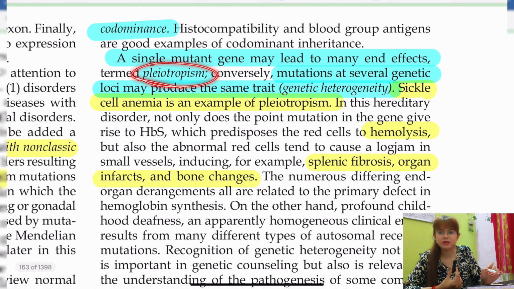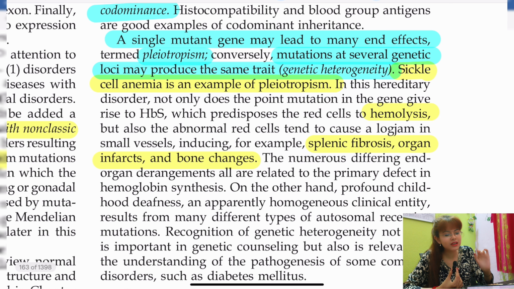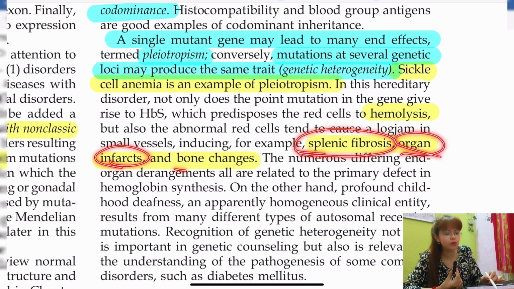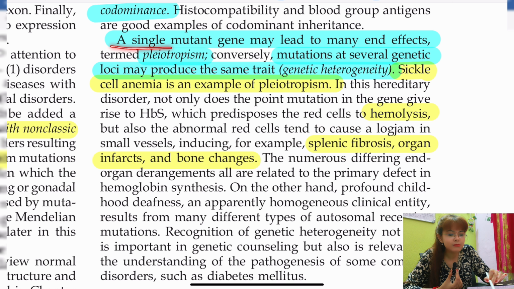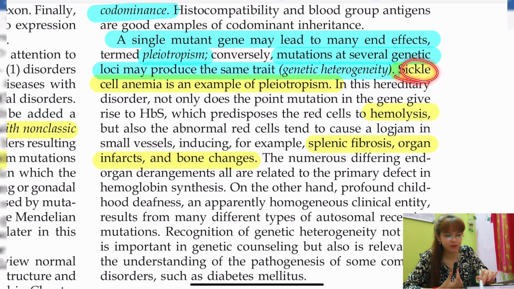Now these points are important to understand, the meaning is important. So what is pleiotropism? Pleiotropism means a single mutant gene may lead to many effects. Okay? For example, in sickle cell anemia, the mutation is one, but it gives rise to hemolysis. At the same time, there is also splenic fibrosis, organ infarcts, and bone changes. So a single mutant gene is present, but it has so many end effects. This is called pleiotropism. Example is sickle cell anemia.